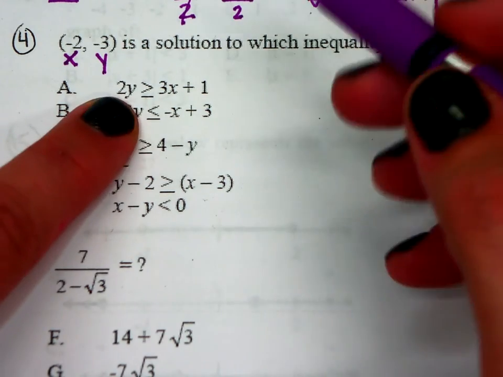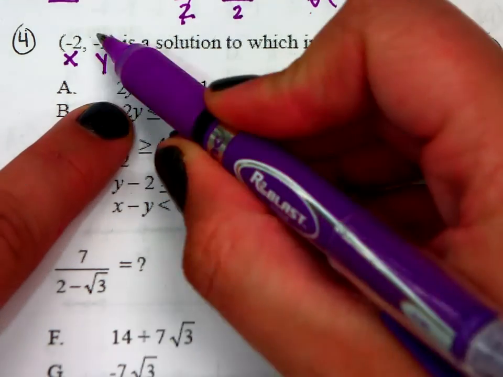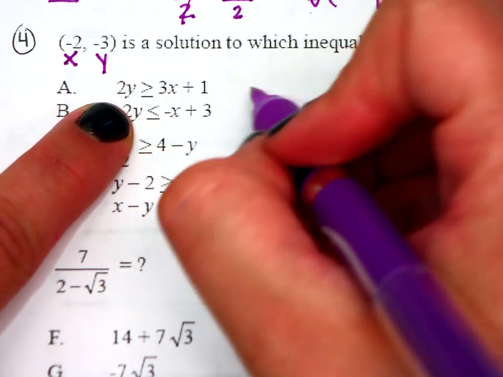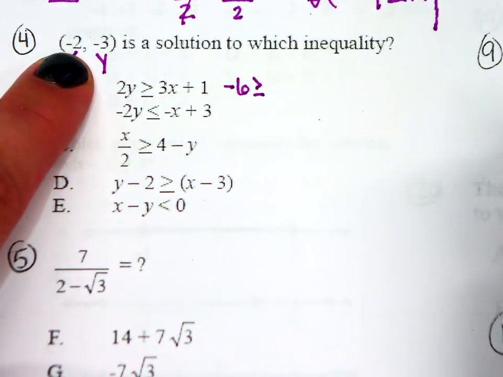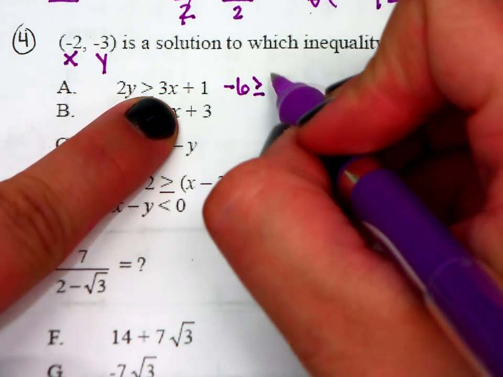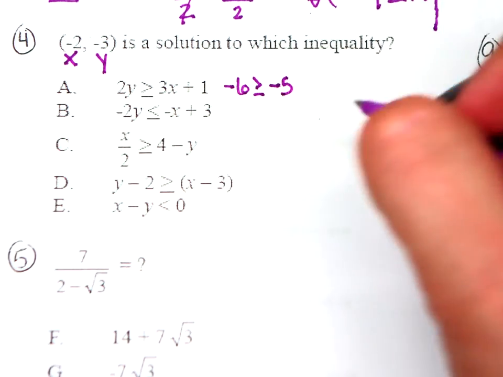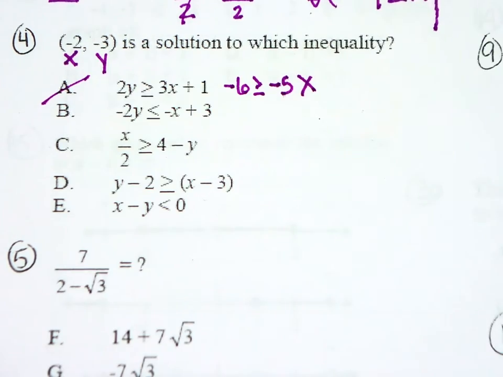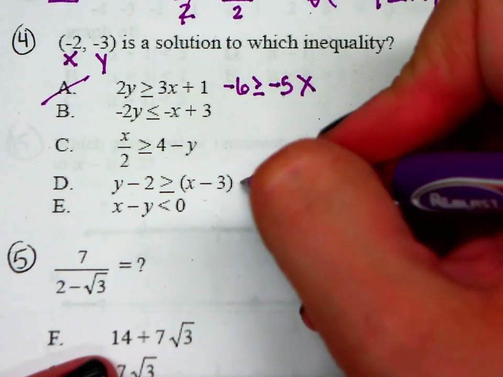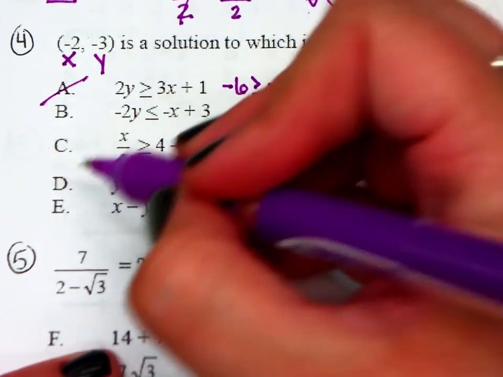So if we're testing our answer choices, y is -3, so 2 times -3 is -6. And then 3 times -2 is -6, plus 1 is -5. -6 is not bigger than -5, so that is not true. So what you're going to do is test all of these answer choices. I'm going to jump down to the right answer just for the sake of time. The correct answer here is D.